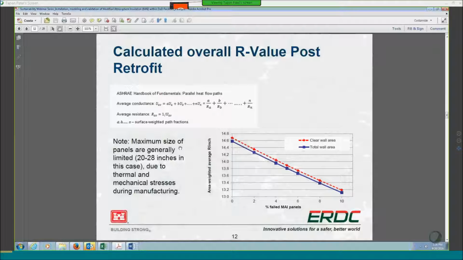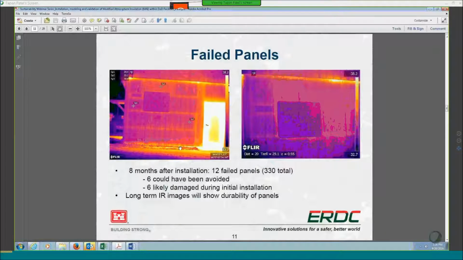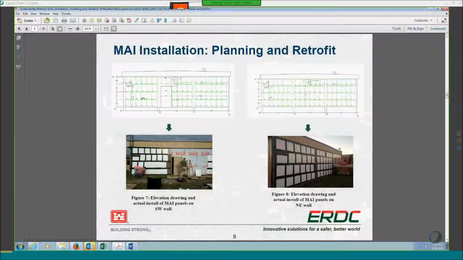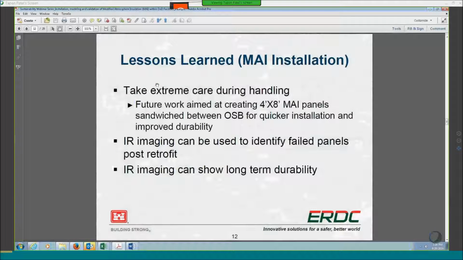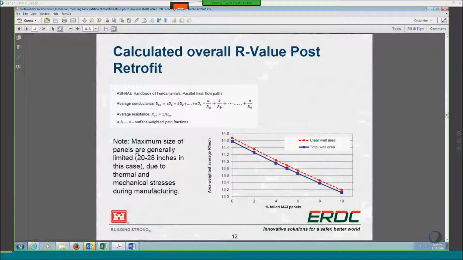One other thing to note here, you may have noticed in our previous pictures and figures, we went with a set of four different dimensions of panels. You may ask, why not just go with one big panel or a series of longer panels? There's two reasons for that. The first reason is the mechanical and thermal stresses that these panels experience during the manufacturing really limit their size to 20 to 28 inches, depending on the manufacturer. So it's really a limit of the mechanical stresses.